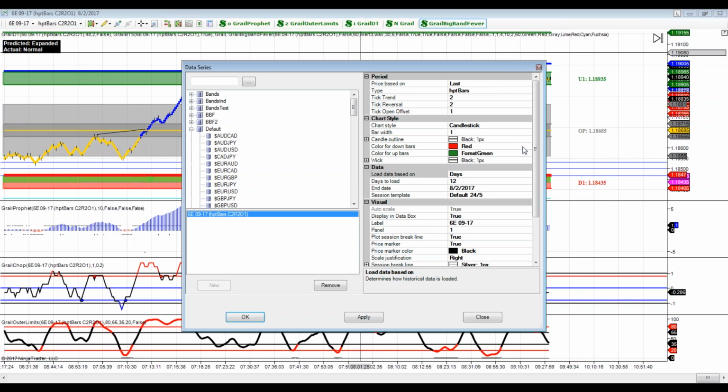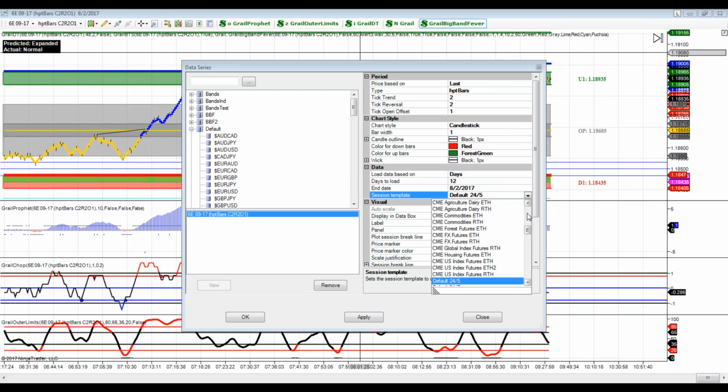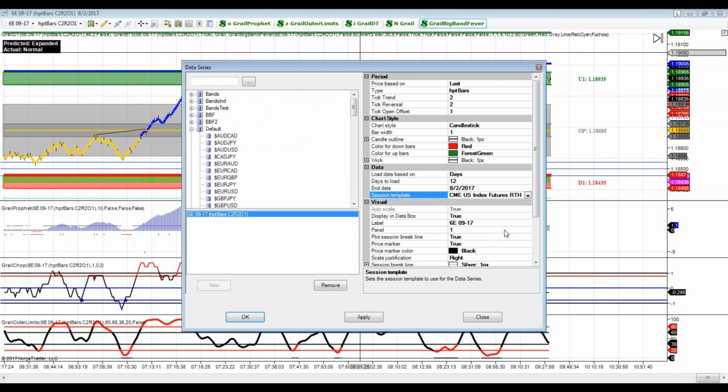Go to data series. Remember, 12 days of data, where I was running 24/5, but I'm just going to show you the CME, and I've created other ones here as well. U.S. Index Futures RTH. So this is the RTH time. This time goes from 9:30 Eastern until 4:15 Eastern. Okay, and I'm going to hit OK.